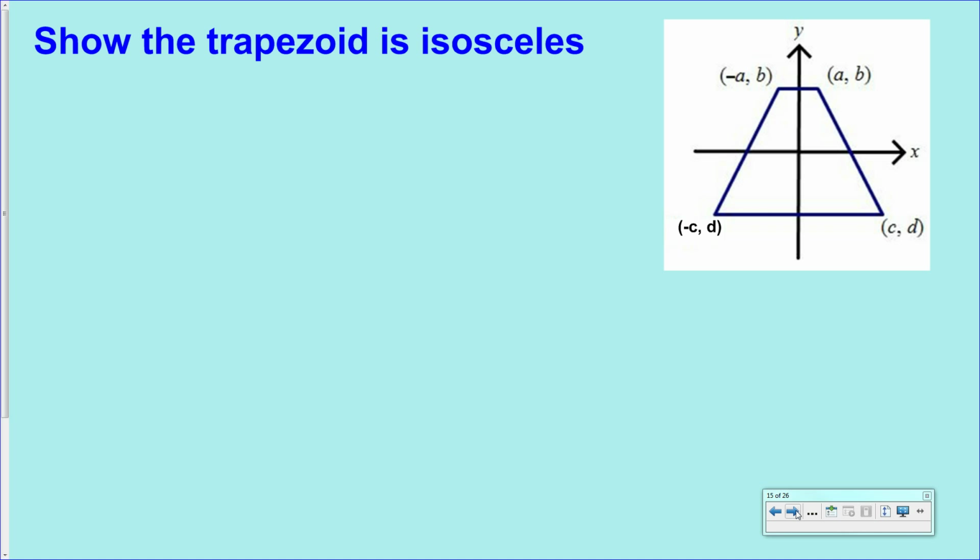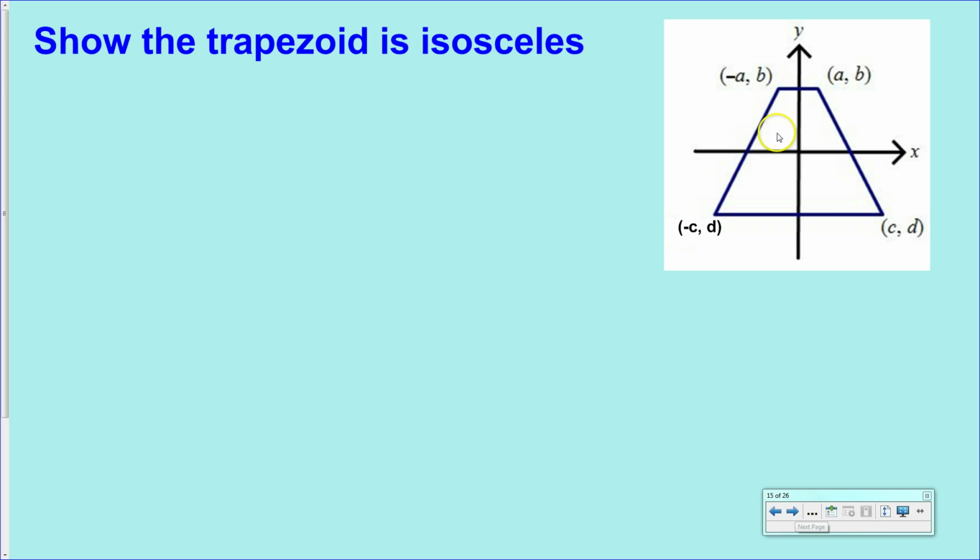Okay, so we have to show that this is isosceles, and we can either show that the base angles are congruent, which would involve trigonometry, and we don't have any numbers to play with, so that would probably not work. I haven't played around with that. It might work, it should work, but it would be difficult. The other way to do it is to show that the diagonals are congruent in length, and I think that would be our best bet.